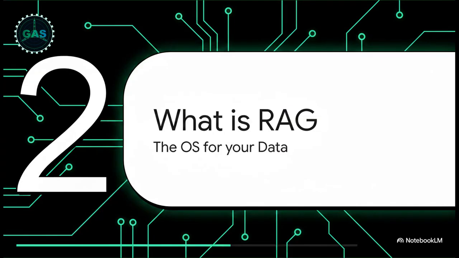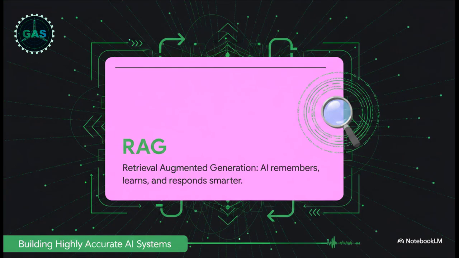Section 2. What is RAG, the operating system for your data? This brings us to the operational foundation of the modern AI-native business. RAG, which stands for Retrieval Augmented Generation. It serves as the core operating system for your data, ensuring that your AI's responses are tethered entirely to reality, not just statistical probability. It allows an AI to remember, learn, and respond intelligently by retrieving exact source information first.